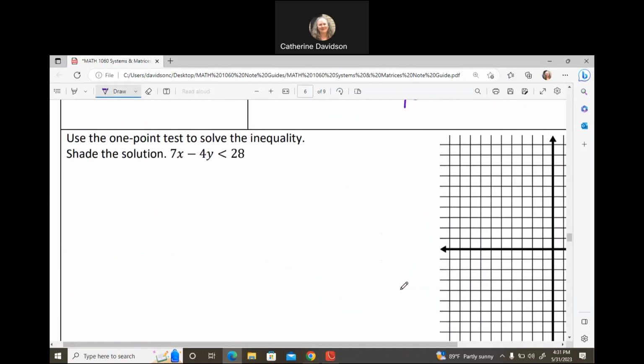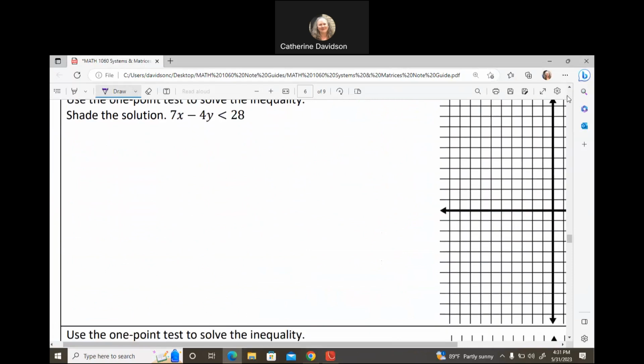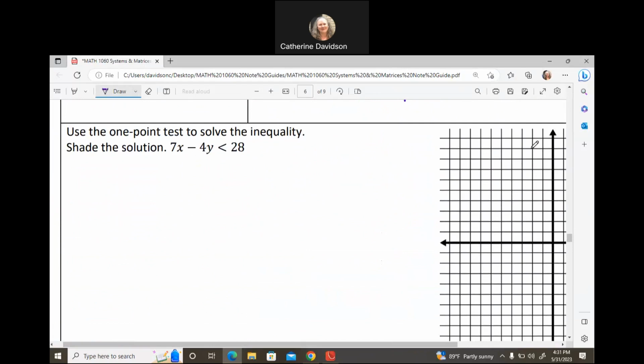All right, we're going to have to graph inequalities. They want you to use the 1-point test to solve the inequality and shade the solution. I'm going to show you what I believe to be the easiest way to do these problems. I'm going to write the inequality, but I'm going to make it an equation. I'm going to take out the inequality symbol and make it equal to.